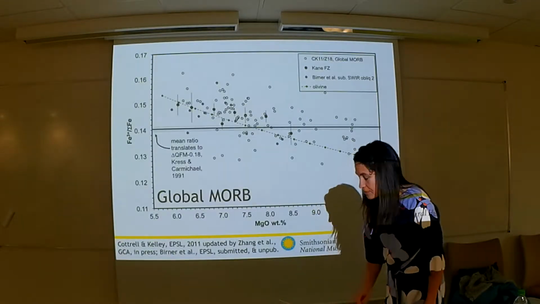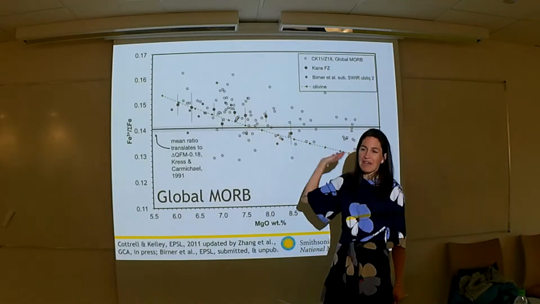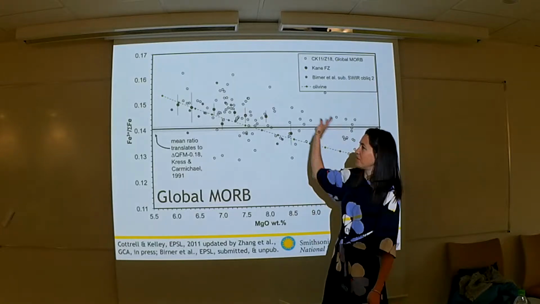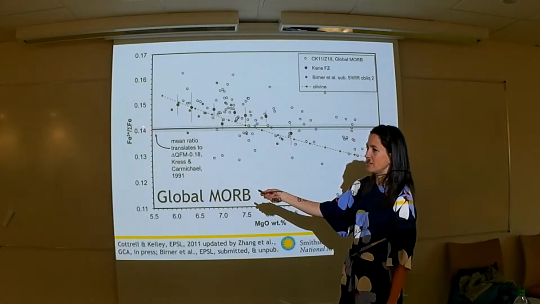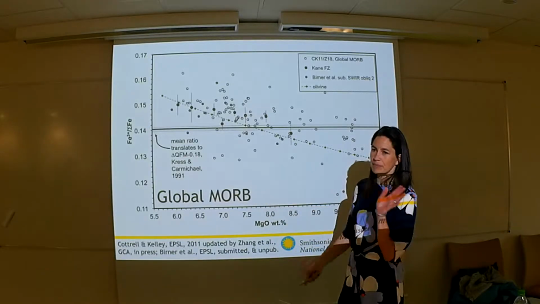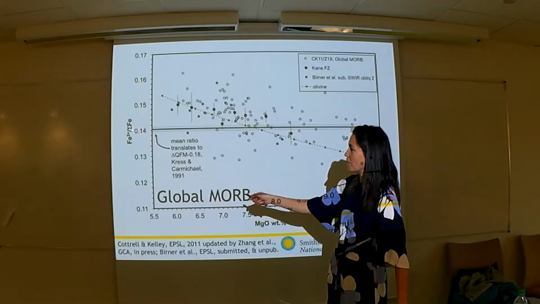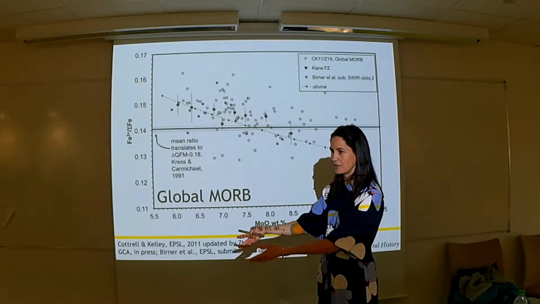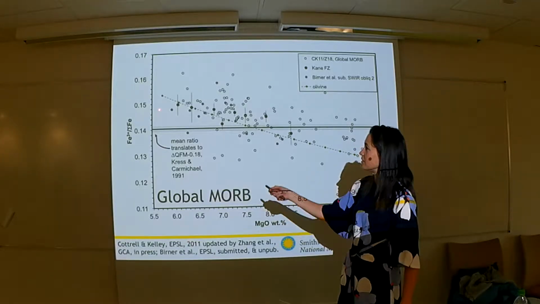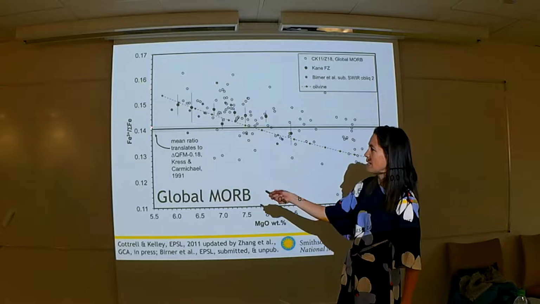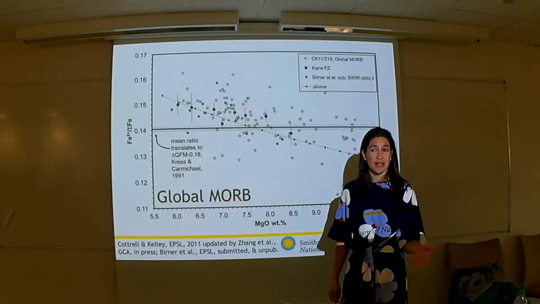So the average Fe3+ to total ratio of this whole global system with the new calibration is 14%, and that's QFM minus a couple tenths of a log unit, if you use Kress and Carmichael to convert this number to oxygen fugacity. And when we did this originally in 2011, it was 16%. So it came down a couple of percent. That's due to this recoilless fraction, this new cryogenic Mossbauer work.